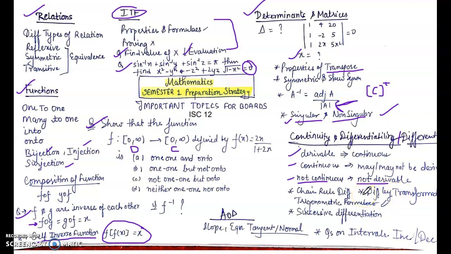Differentiation by transformation, where you have to substitute the values, like you have to put x equals tan theta or cot theta or sec theta accordingly, whatever the formula is made up. Then trigonometric formulas of 11th class, like 1 plus cos 2 theta equals 2 cos square theta, 1 minus cos 2 theta equals 2 sin square theta.